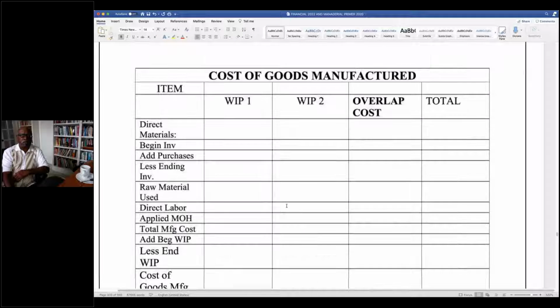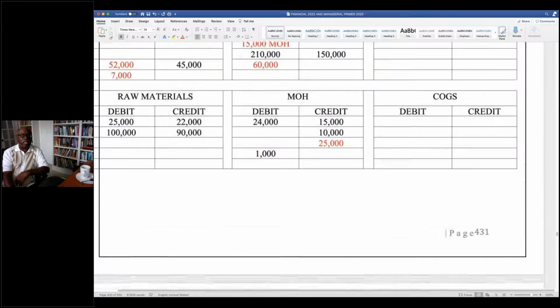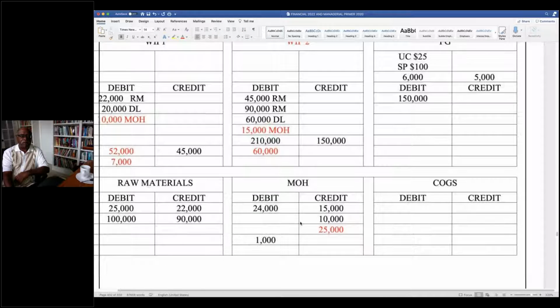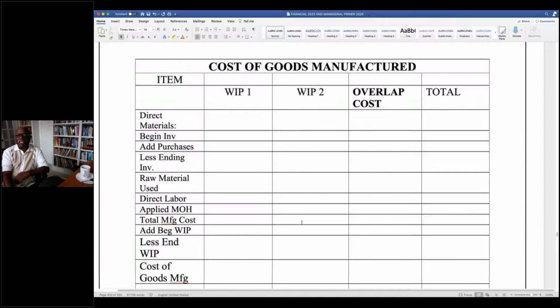So we're going to put these right beneath the T accounts because we can go to these T accounts and prepare these statements. Okay, so Shekinah, go ahead.